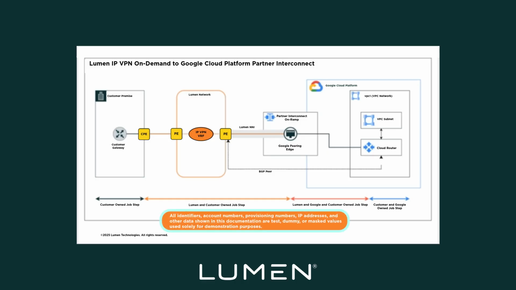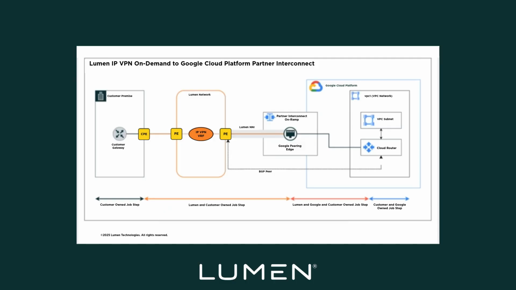Today, we're going to be creating an IP VPN on-demand connection to the Google Cloud Platform. The IP VPN on-demand connection to the Google Cloud Platform is known as a partner interconnect. We will be adding a VLAN attachment in the interconnect section of the Google Cloud Console. Let's take a look at a diagram to get started.